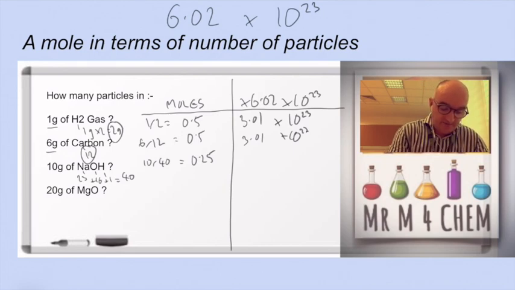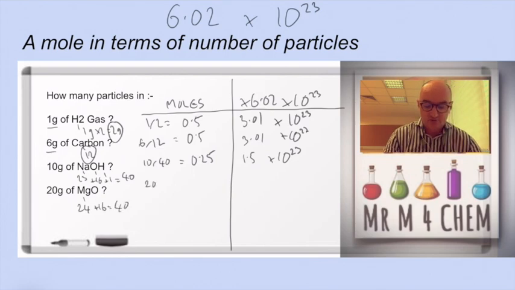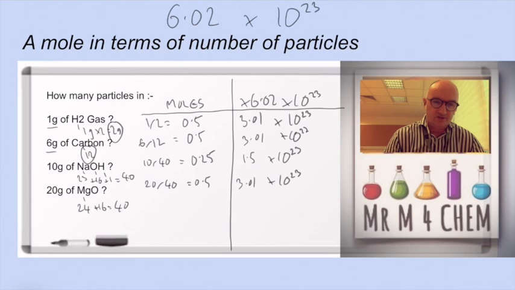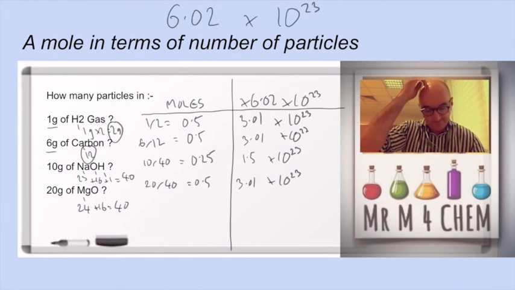And then 20 grams of magnesium oxide. Magnesium is 24, oxygen is still 16, so it's 40. So mass over Mr. 20 over 40 is 0.5, so that's another 3.01 by 10 to the 23. So you can work out the number of particles. For IGCSE, it's always a nice thing to do. It's a half or a quarter or double. That's all they do. It's very simple arithmetic. They're not here to check your arithmetic, just that you know how many particles there are in 1 mole, which is 6.02 by 10 to the 23.